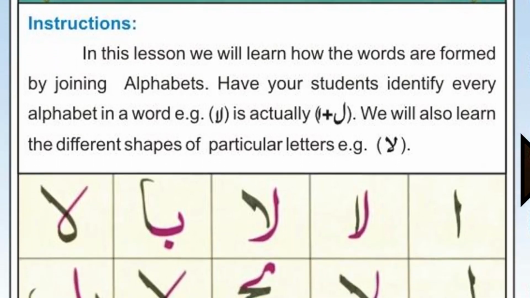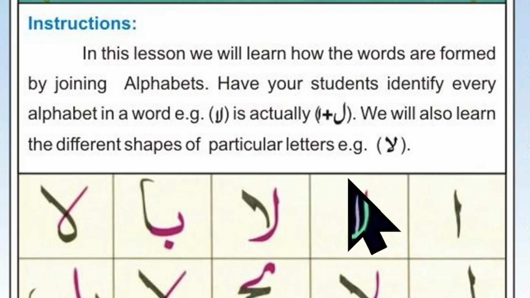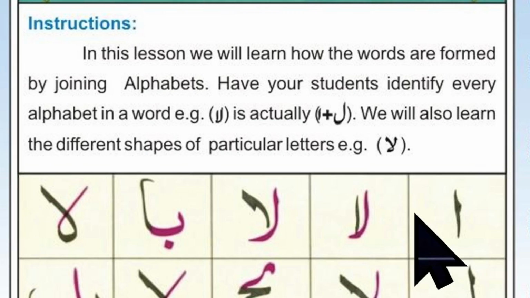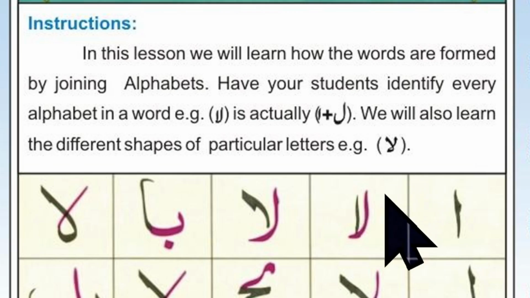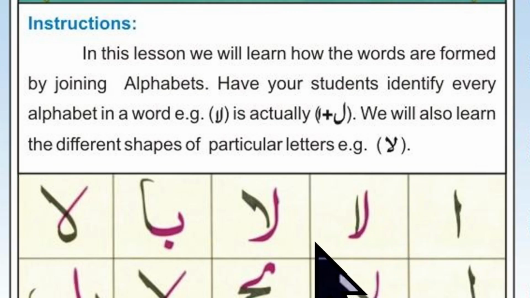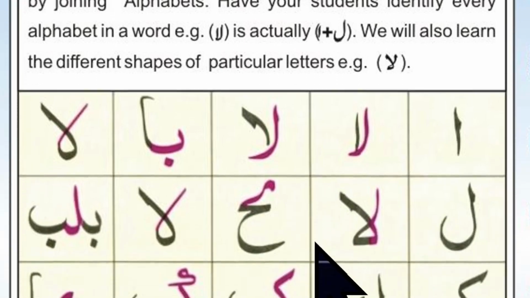It's like here we can see that lam alif is actually lam plus alif. And we'll also learn the different shapes of the particular letters. For example, here lam alif in different shapes, almost 4 shapes on this page. So we're going to learn the joining letters, and also the different shapes of particular letters.